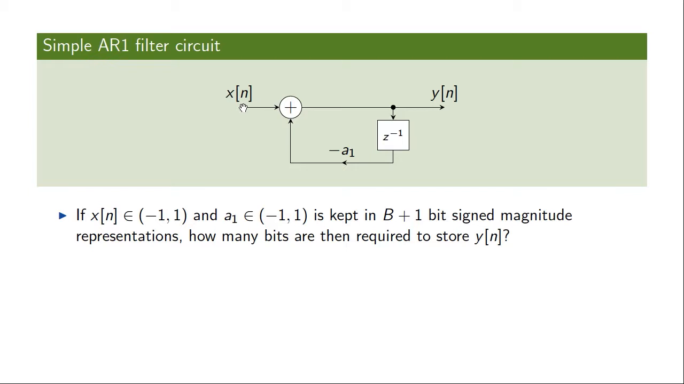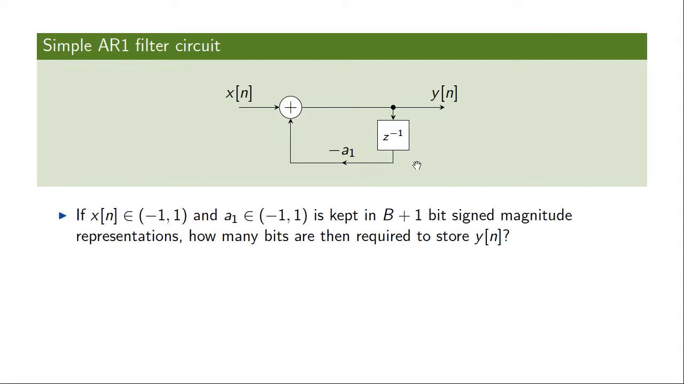Now if we assume that x of n is in the range minus 1/2 to 1/2 and kept in b plus 1 bit sign magnitude representation, and we assume that a1 here is also in the same range, also in b plus 1 bit sign magnitude representation, then how many bits would be required in order to store the output y of n?